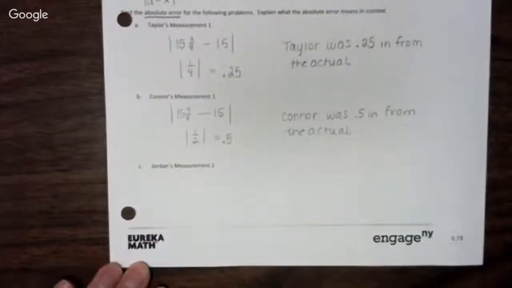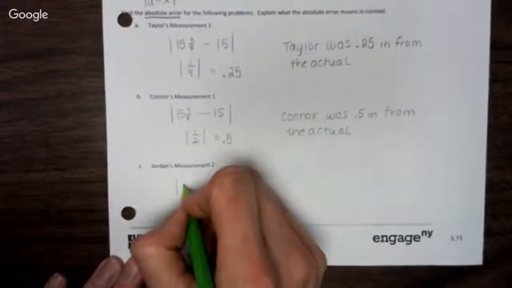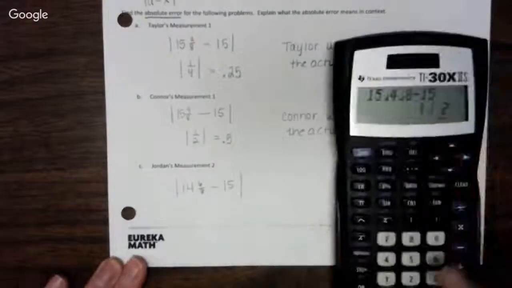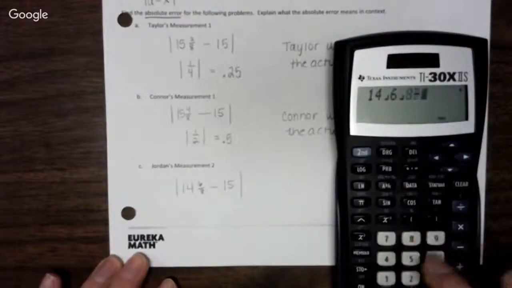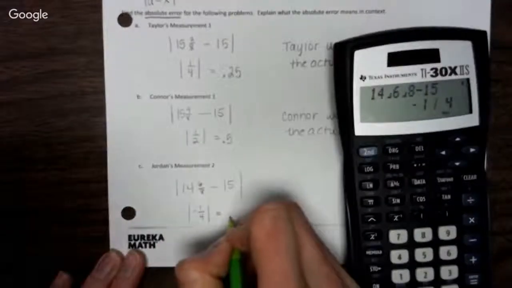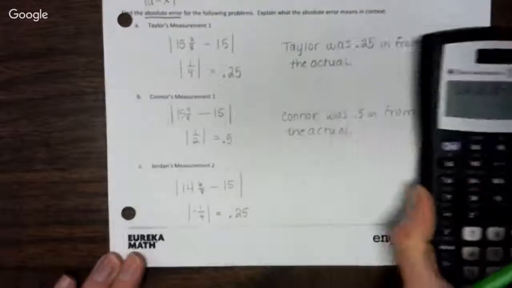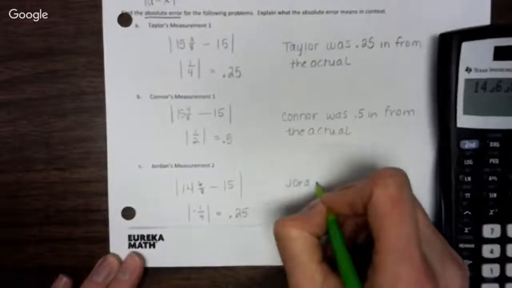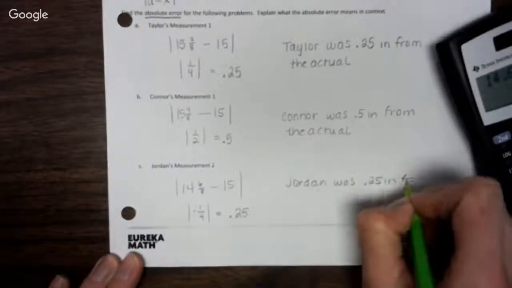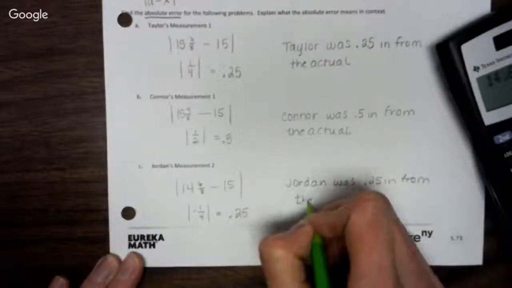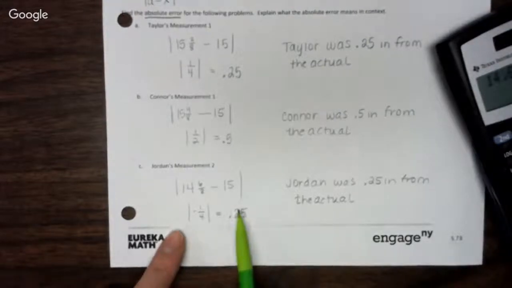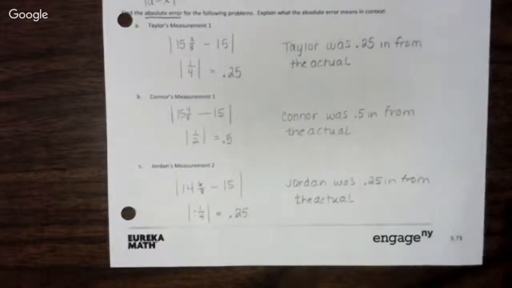Okay, and the last one, Jordan's measurement 2. So we're going to take his measurement 2, 14 6/8 minus 15. So 14 6/8 minus 15 is negative 1/4. Take the absolute value of that, and you get 0.25, or 1/4. So Jordan was 0.25 inches from the actual. Now we ended up with a negative there. That's just because he was under the actual measurement, whereas these 2 were over the actual measurements.